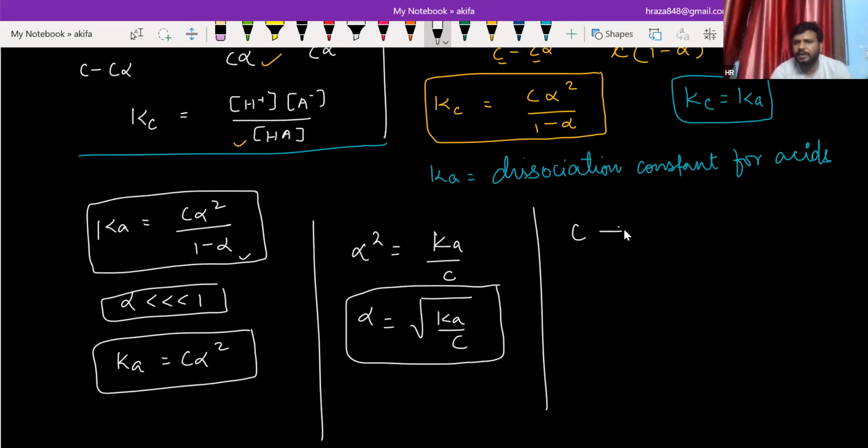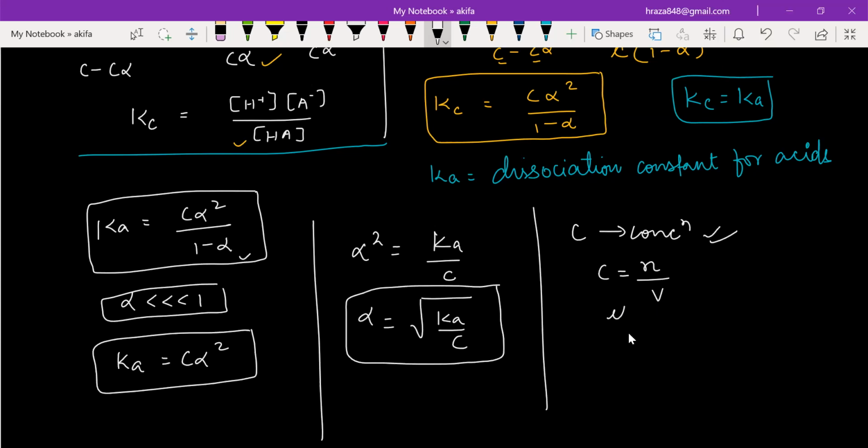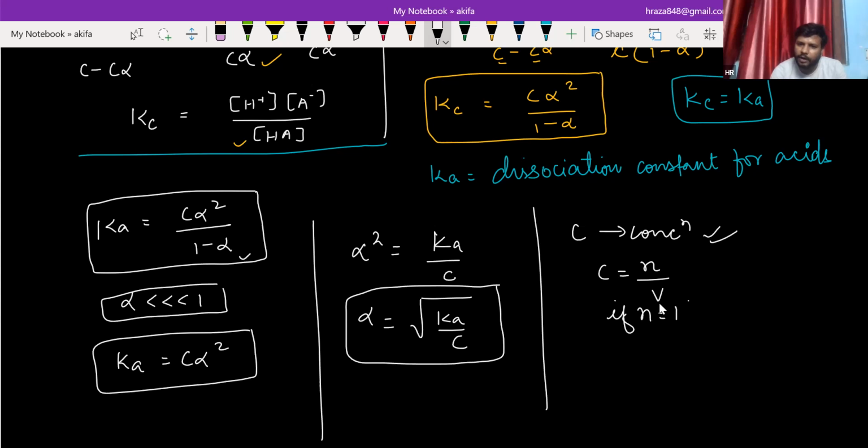Here you can see C is basically concentration, and you know that concentration has a formula: number of moles of solute upon volume of solution in liter. Are you getting my point? Yes. Now, if the number of moles is 1, if n is equal to 1, n represents number of moles.